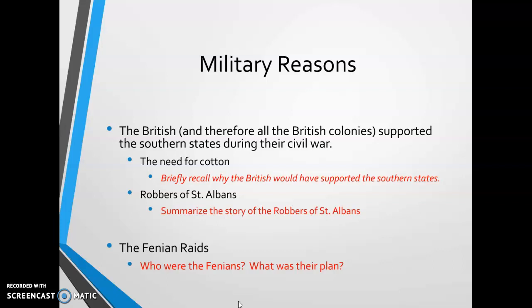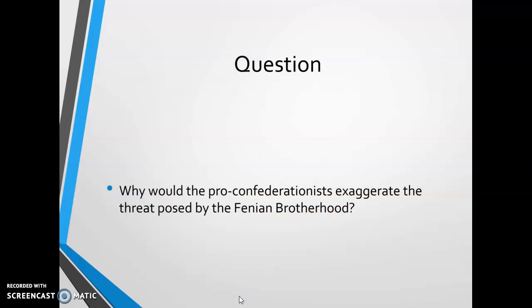To this end, the Fenians launched several small, disorganized raids along the border between Canada and the United States. Really not a major threat, but it certainly did get played up by the pro-Confederationists. They were a thorn in the side, but not really that dangerous. So, why would the pro-Confederationists exaggerate the threat posed by the Fenian Brotherhood?